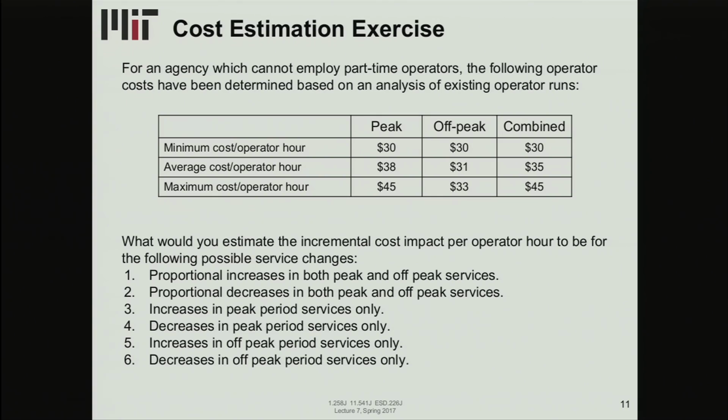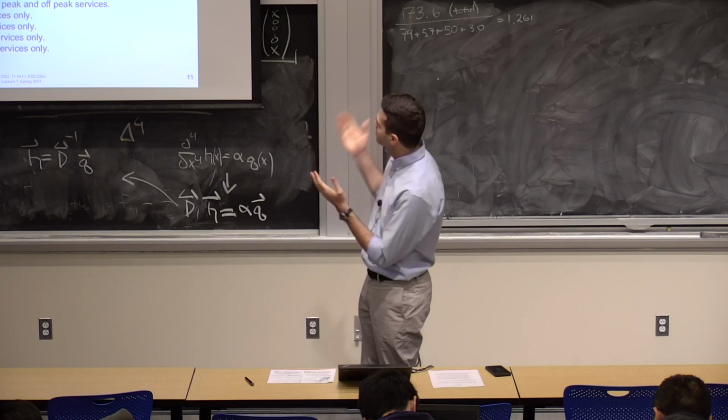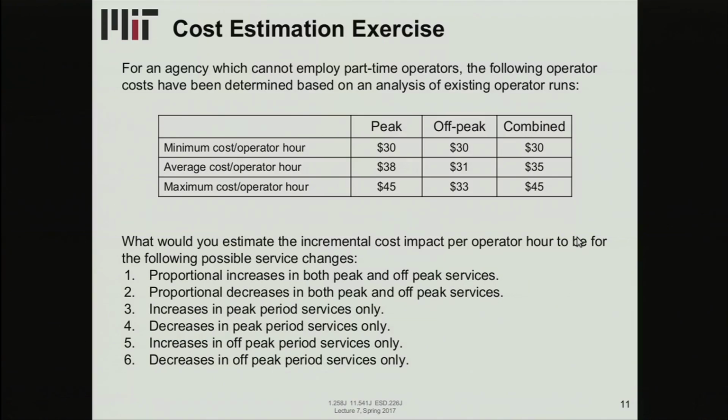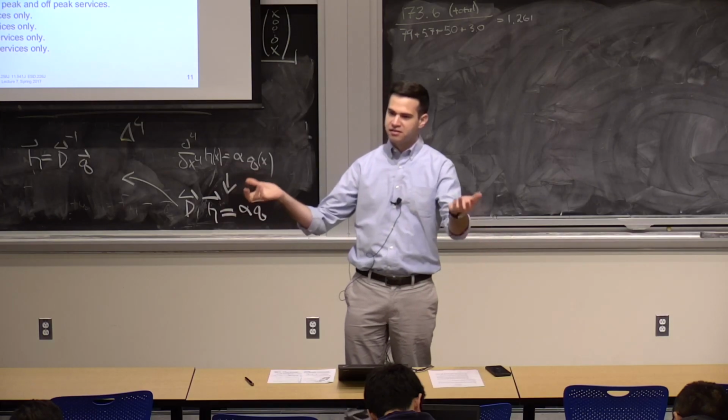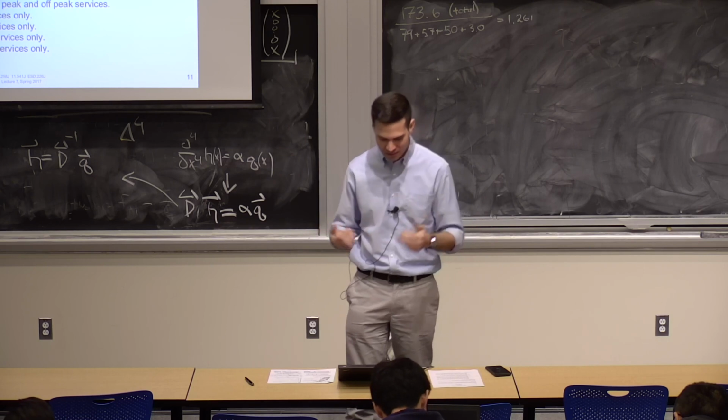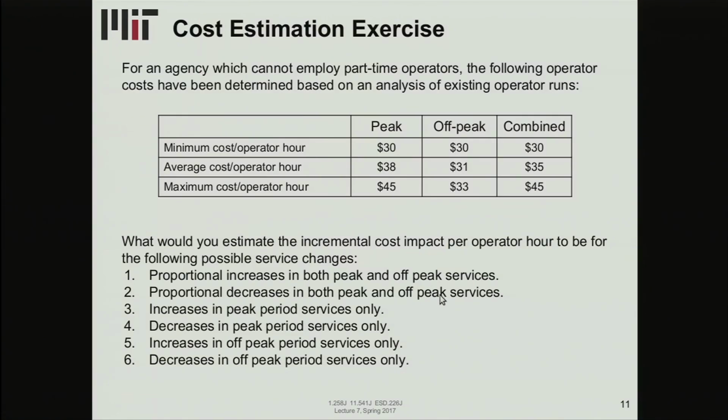So what happens if we want to increase the peak and the off-peak service proportionally? Which unit cost from this matrix would you use? So we're here in combined, yeah? And from combined, would you take minimum, average, or maximum? Average combined? Yeah, okay. And why is that? It's because it's proportional, right? On both ends, and we don't actually need the temporal variation model for this, so we can go with that. What if it's a proportional decrease in both peak and off-peak? Would we use the same one?